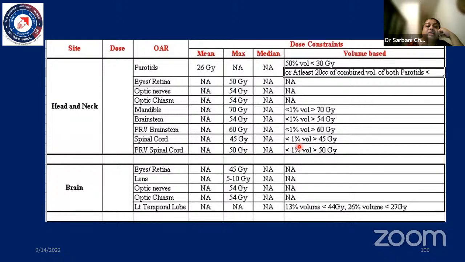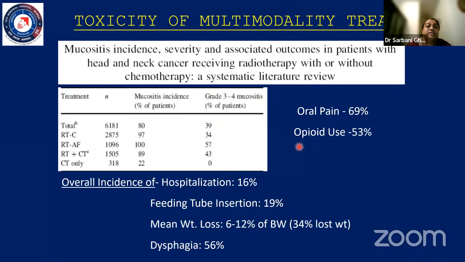Now, these are the kind of constraints that we aim for. Of course, this is more applicable to the conformal setting, but you have to remember that we usually do not exceed the tolerance of the spinal cord. So an off-cord field is done at 46 gray in 23 fractions, brainstem dose not beyond 54 gray. These are things that we usually have learned right from the beginning and we adhere to in the conventional setting.